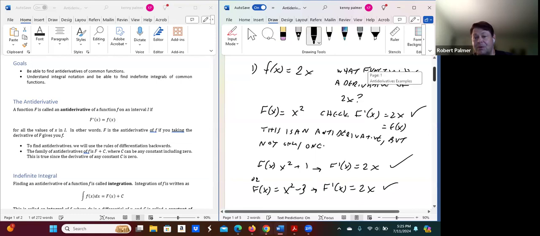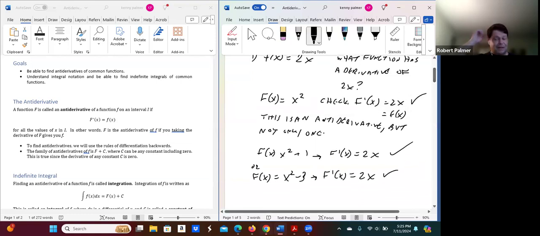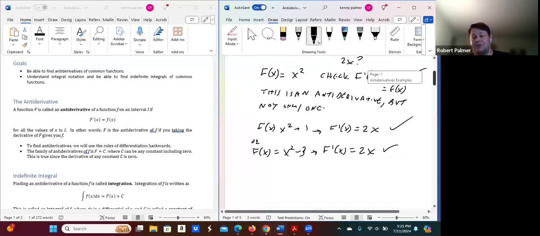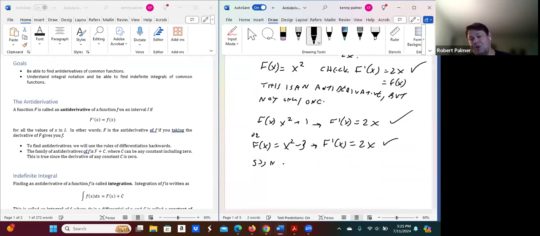So basically, what this tells us is that since the derivative of a constant is 0, as long as there's some constant attached to it, it can be x squared plus any constant. So in general, capital F of x is equal to x squared plus C, capital C as we often call it, where C is any constant, and the constant could also be 0, as it was in the first example.